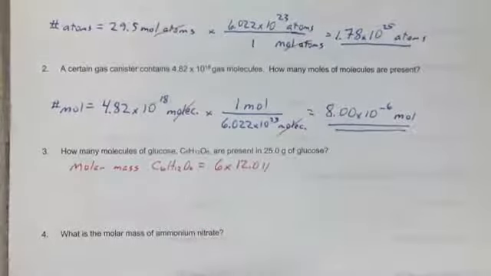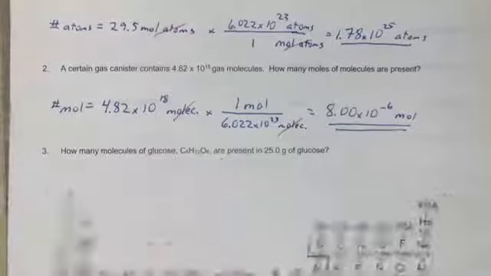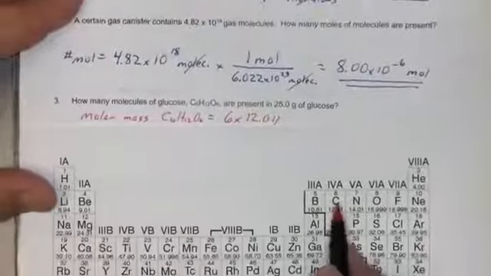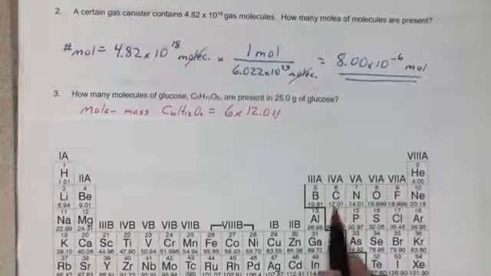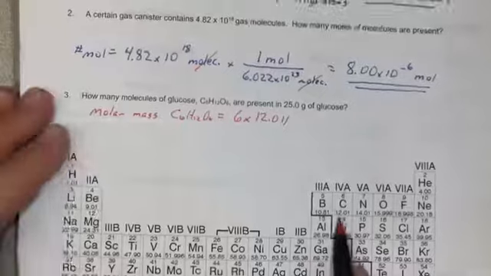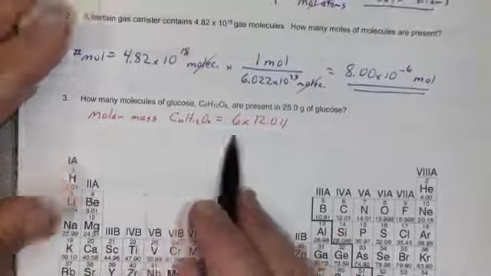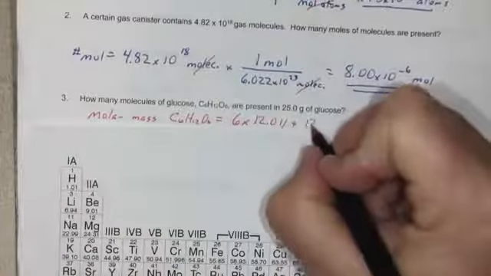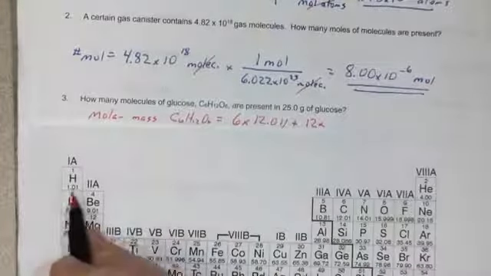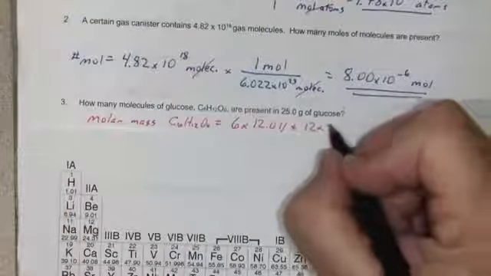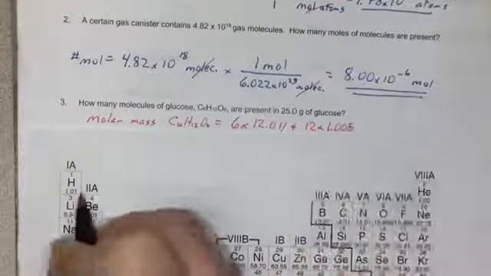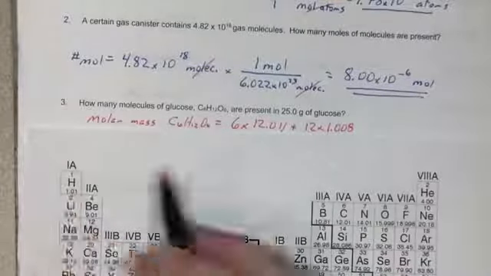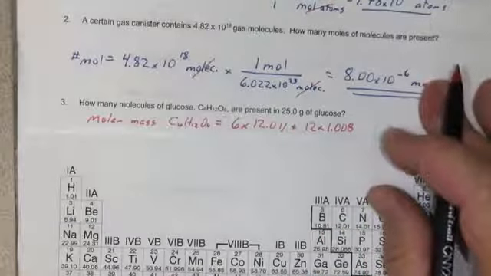12.011. So on the periodic table, we look at carbon, and carbon is element 6 on the periodic table. And since it's element 6, the atomic weight is 12.011. So there are 6 carbons, 6 times 12.011, plus there are 12 hydrogens. 12 times, and the atomic weight of hydrogen is 1.008 if I keep 4 significant figures. This periodic table only has 3 significant figures, but if I keep 4, it'd be 1.008.